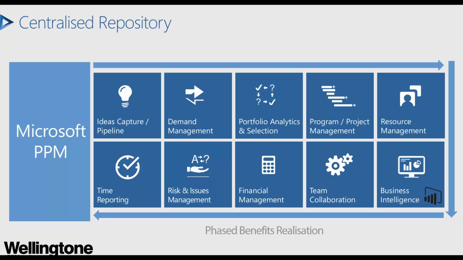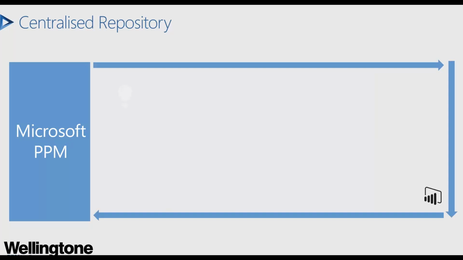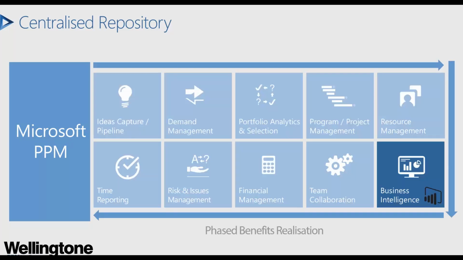You'll see a reference to a phased benefits realization on the bottom of the screen, and that's because we don't recommend a big bang approach to rolling out. The advice really is to see it big and to keep it simple, understand the end vision, but follow a phased implementation roadmap. It tends to work best. And today's focus, of course, being on business intelligence.